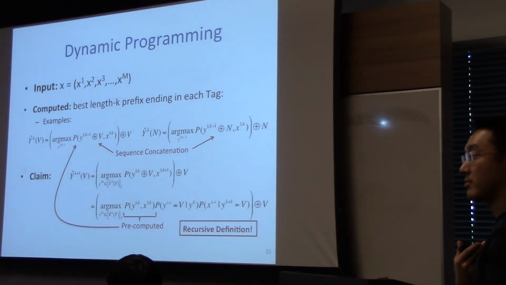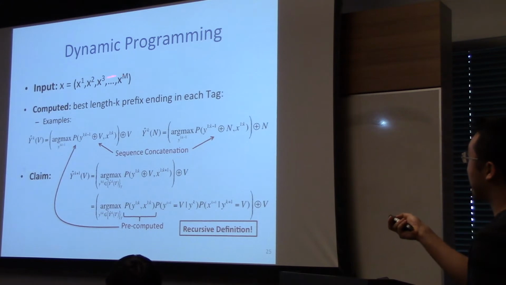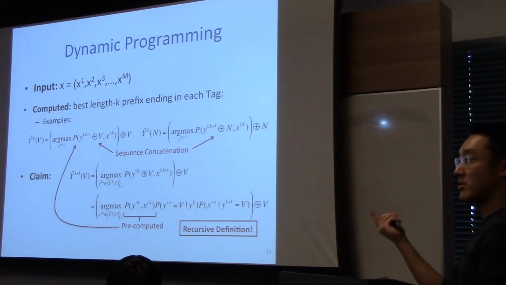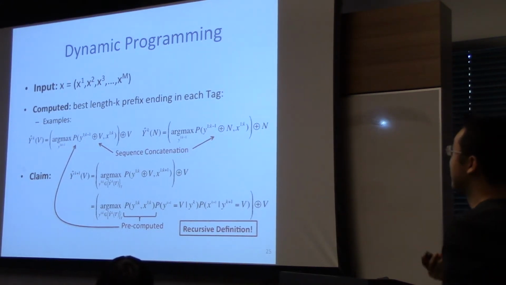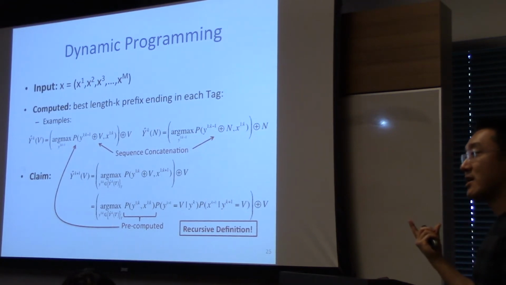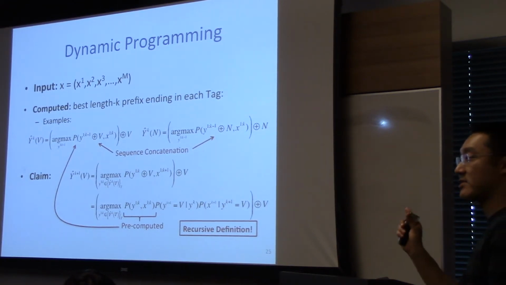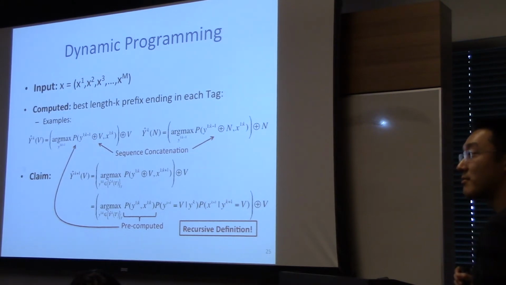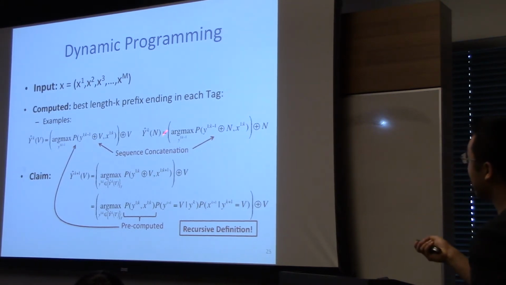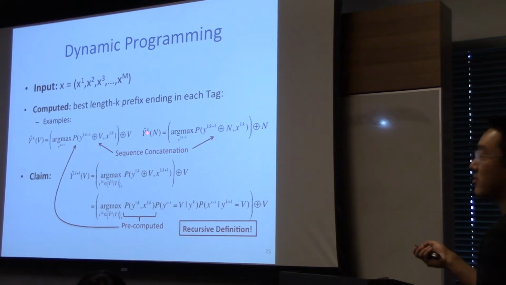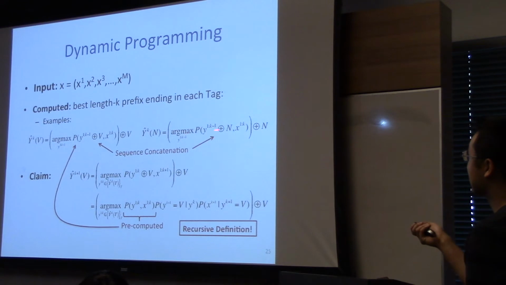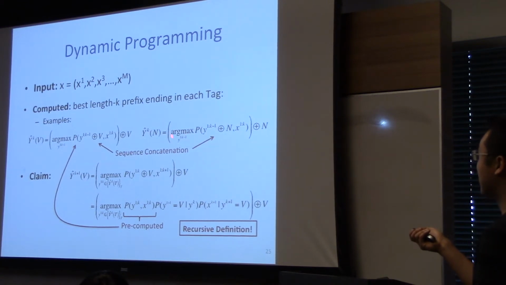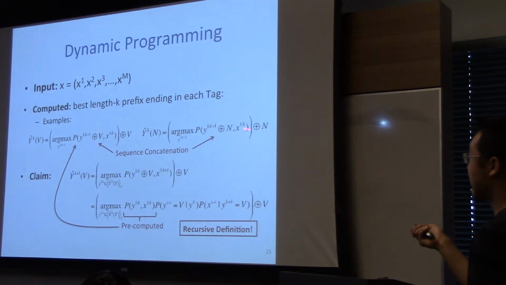We're given x, we want to predict y. So this is an intermediate step. We're given the first k x's. I want to predict the best length k sequence of y's that ends in verb. Similarly, I want to predict the best length k sequence of y's that ends in noun. Mathematically, that means I look at all possible sequences of part-of-speech tags of length k minus 1, append a noun to the end of it, measure the probability, and take the one that has maximal probability.